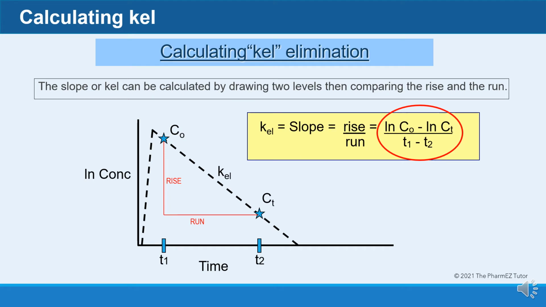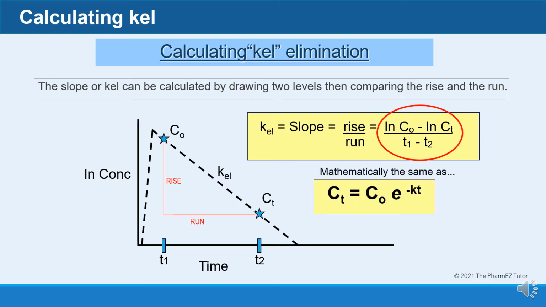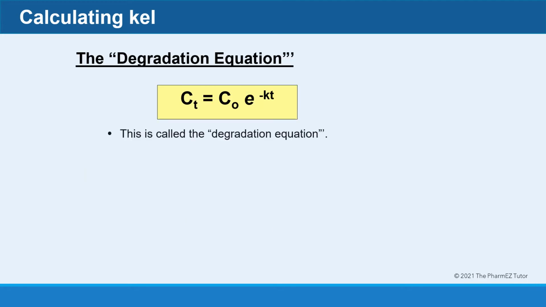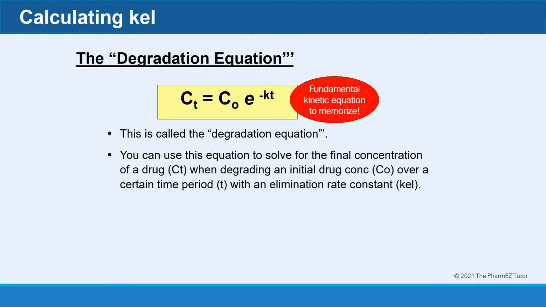This can be mathematically described as the log of C naught, or C initial, minus the log of CT, or C after a certain time, divided by the difference between T1 and T2. This is mathematically the same as the equation CT equals C naught e to the minus KT. This is called the degradation equation, and it's a fundamental kinetic equation that you need to memorize.